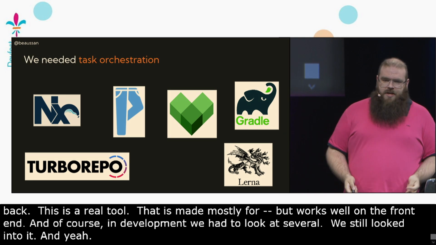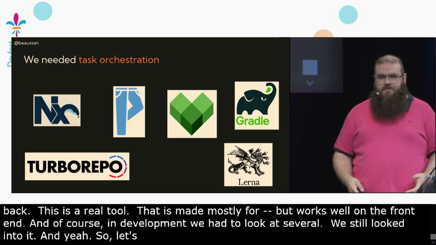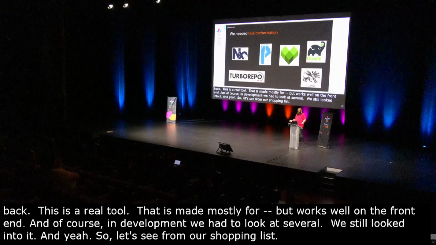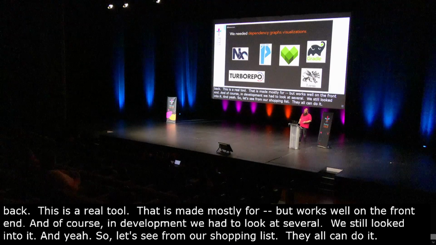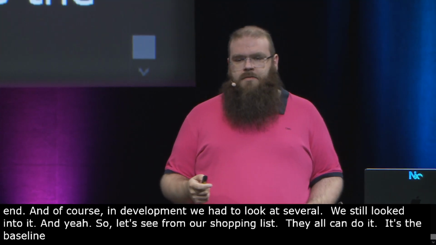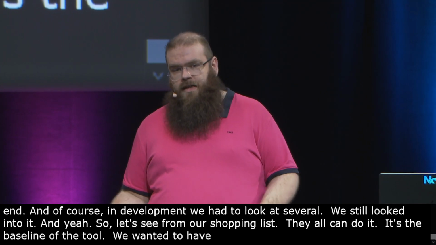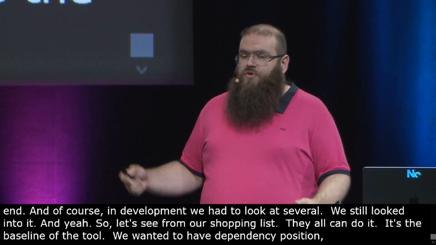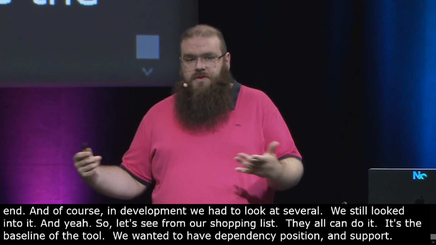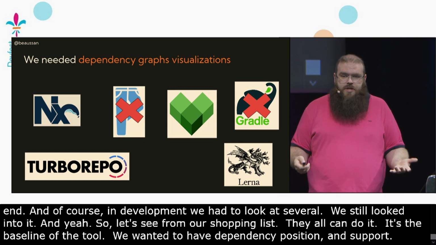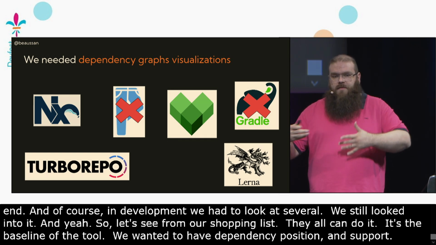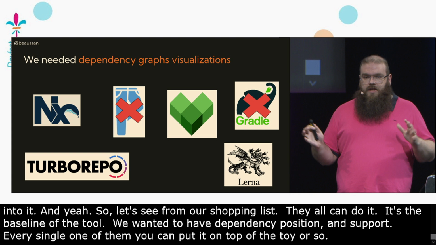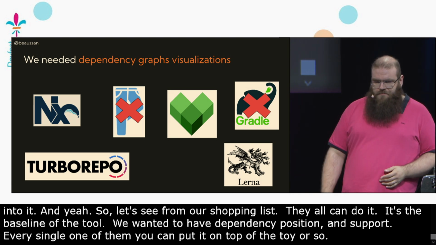We wanted task orchestration, and they all can do it. No surprise, right? It's the baseline of a monorepo tool. We wanted to have dependency graph visualization, and Pants and Gradle don't support that natively. Every single one of them, you could put it on top of the tool yourself, but we didn't want to have everything on top of it to be manually managed. We wanted to have everything in one box and not have to deal with it.